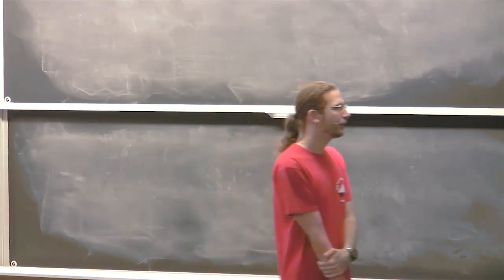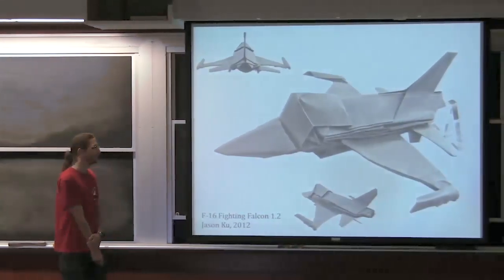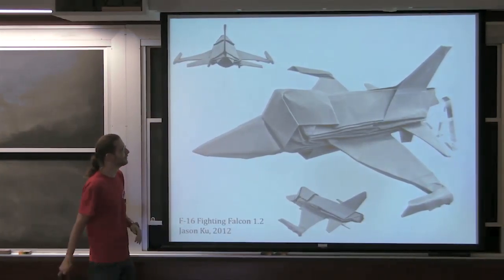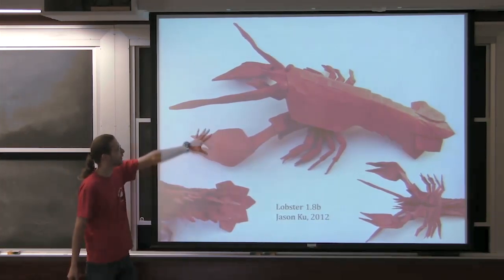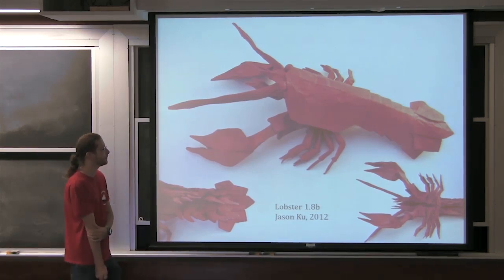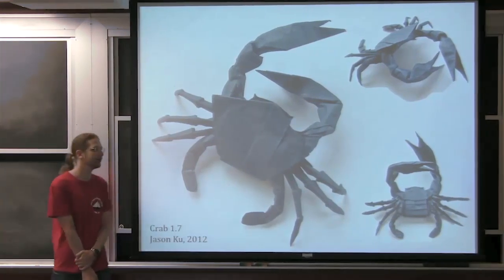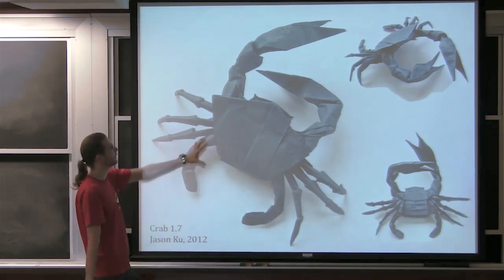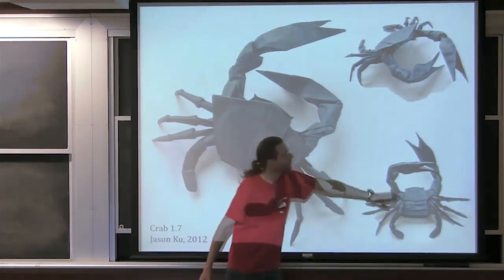So we start with a bunch of models by Jason, because he didn't show his own models, so I thought it'd be fun. We've seen a bunch already in this class, but this is a really nice F-16 that he designed. And these are all done with the tree method of origami design. Another lobster. We saw Robert Lang's lobster before. This one's different. This is a version of the crab that he showed. The one you saw was the very preliminary, very rough folding. But this is with some refinement, and especially in the shaping stage, it looks pretty nice. Even on the backside, you get some nice features.